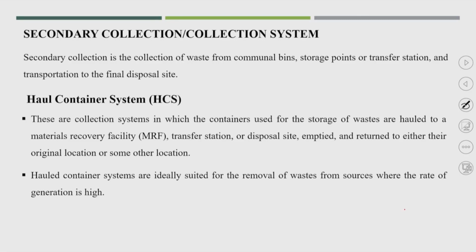These are collection systems in which containers used for the storage of waste are hauled. Here the containers are hauled to a material recovery facility or MRF station, transfer station or disposal site, emptied and returned to either their original location or some other location. So, what is the haul container system? The containers which are full of waste are hauled to either the disposal site, a transfer station or any treatment facility, and also returned to either the same location or an alternate location.